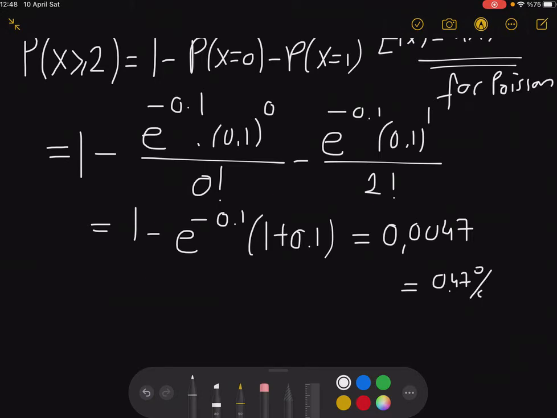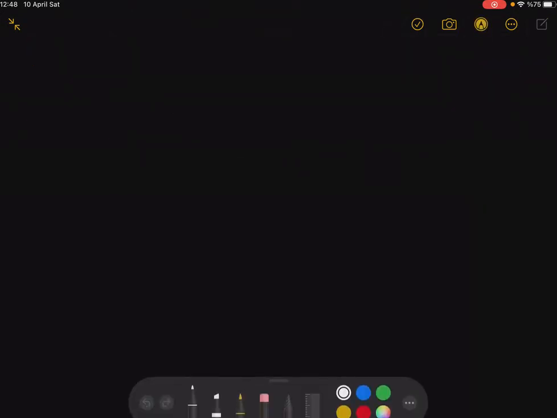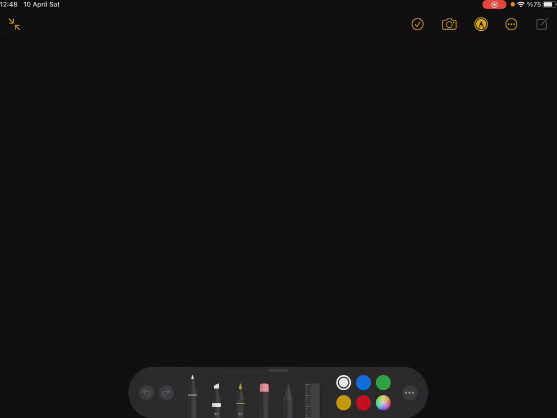or something like this. Yes, this is the probability that we're expecting for 2 or more accidents at that given particular time period. Now let's continue with another example to make this concept a bit more clear, hopefully.